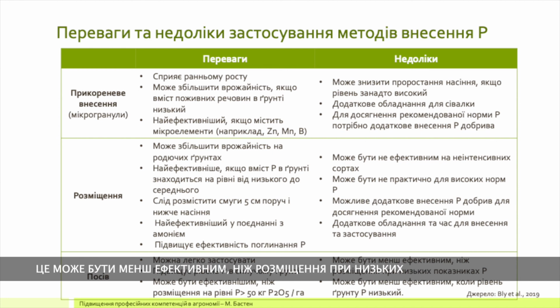It might be less effective than placement for low phosphorus rates, and maybe less effective when soil P levels are very low, because then you need to build the phosphorus level in the soil, and this can be done also. And you need to increase the phosphorus concentration in a small piece of soil, so that the phosphorus applied is more efficient compared to just a broadcast application.